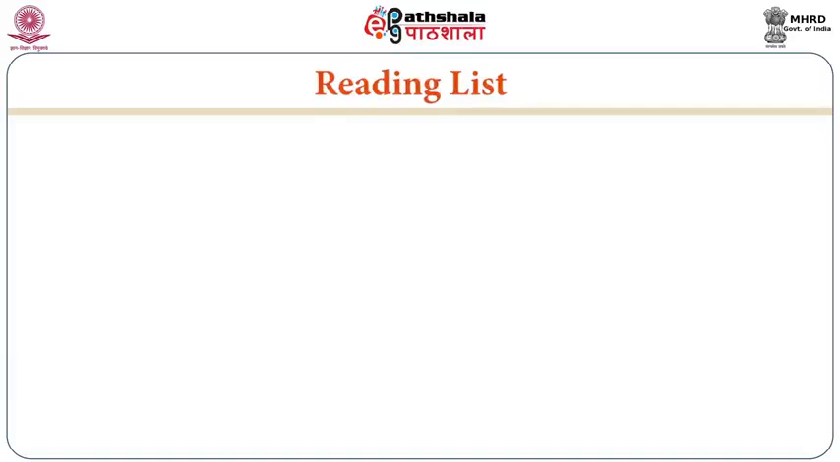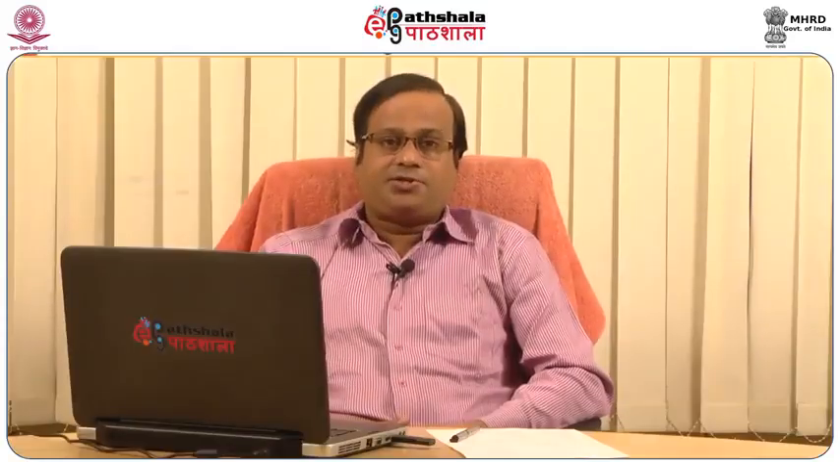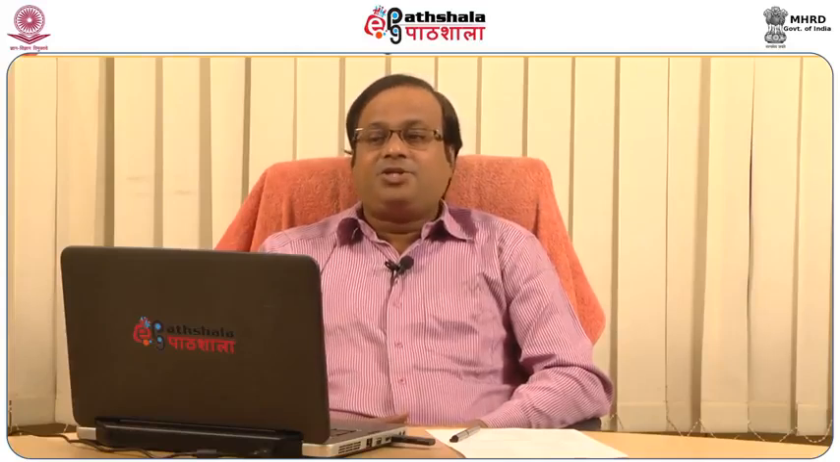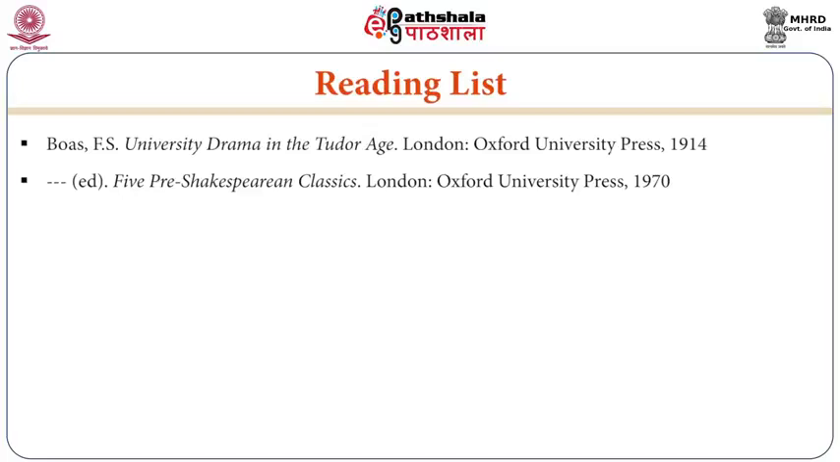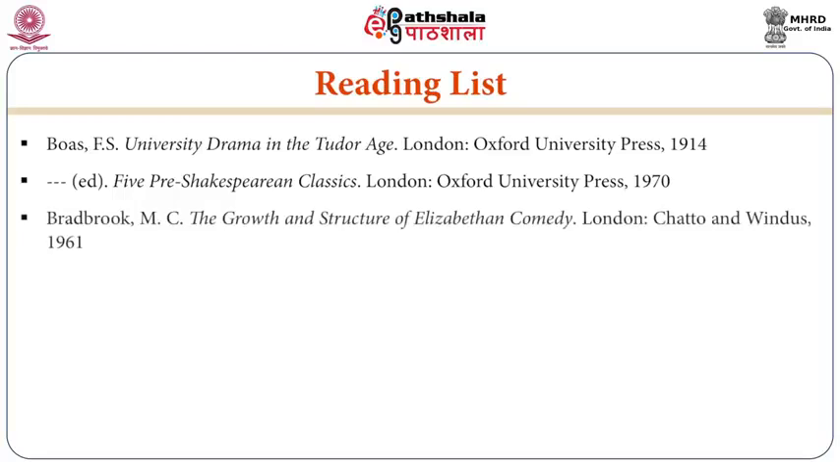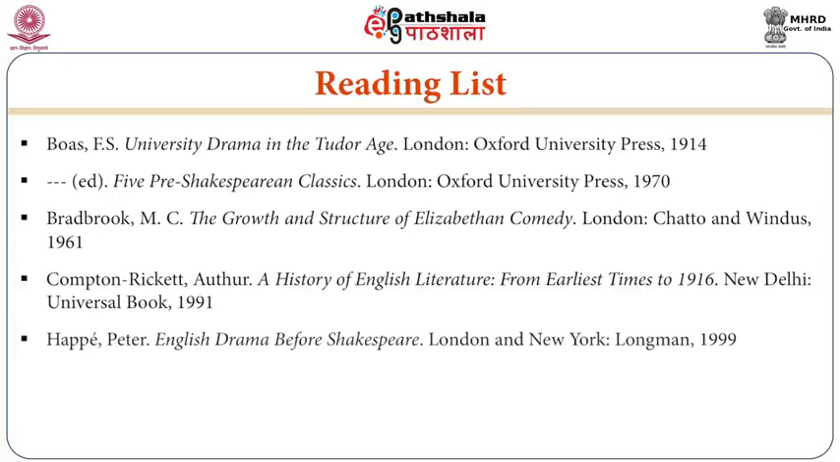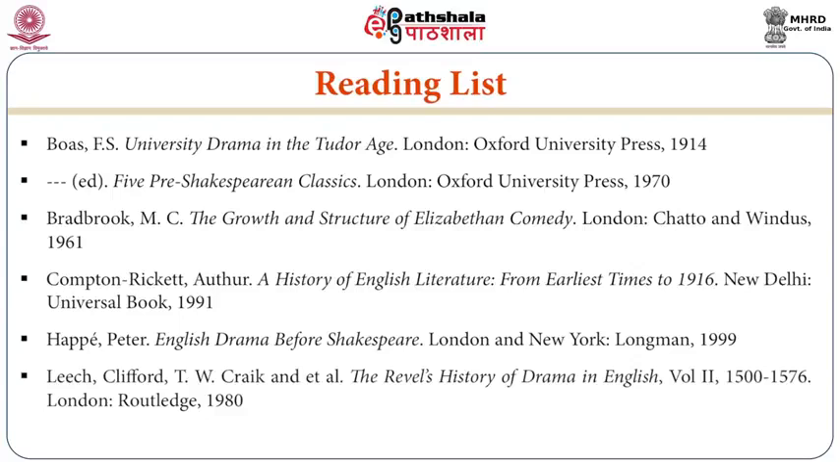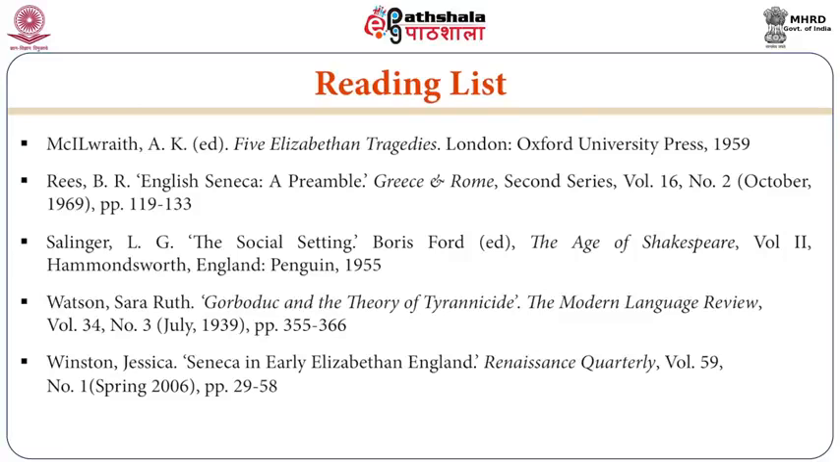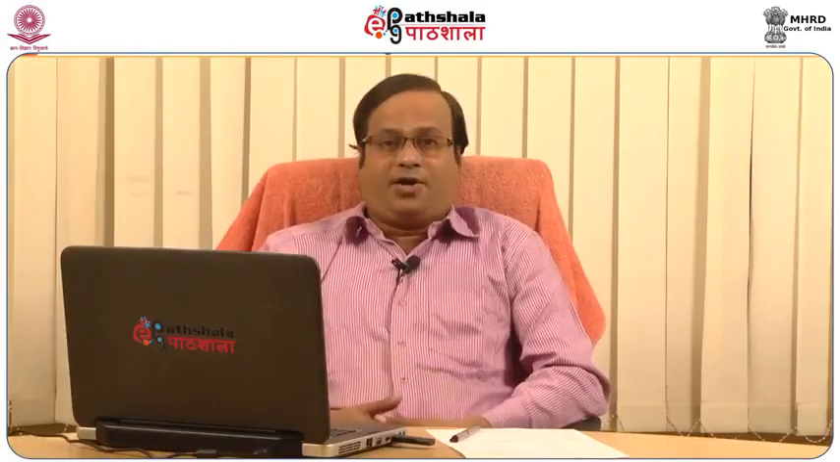Friends, you should not forget that apart from this discussion, you should also read a few texts. To include in the reading list: F.S. Boas, University Drama in the Tudor Age, Oxford University Press publication. M.C. Bradbrook, The Growth and Structure of Elizabethan Comedy. Compton Rickett, A History of English Literature from Earliest Times to 1916. Peter Happé, English Drama Before Shakespeare. Clifford Leech et al., The Revels History of Drama in English, Volume 2. Jessica Winston, Seneca in Early Elizabethan England, Renaissance Quarterly, Volume 59. And so on. Thank you.